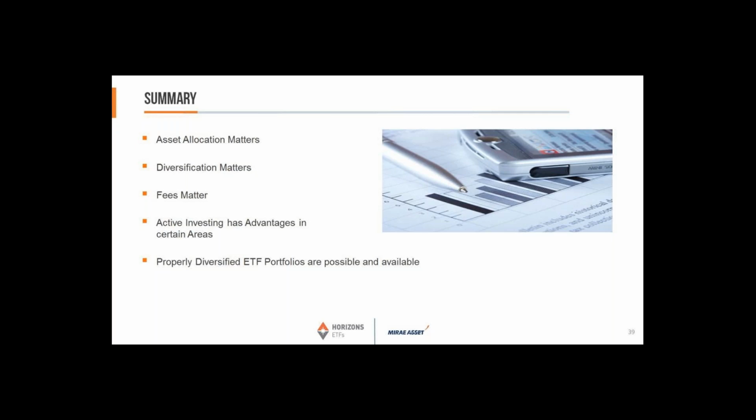Okay, so in summary, some key areas here: asset allocation matters, diversification matters, fees matter. You're seeing a trend here. Active investing certainly has some advantages in certain areas. That would probably be on the fixed income side. So look, when you're looking at fixed income, look at a range of index and fixed income. And properly diversified ETF portfolios are possible and available.